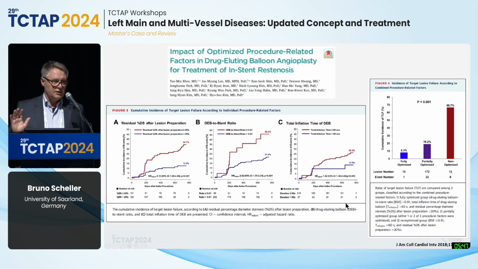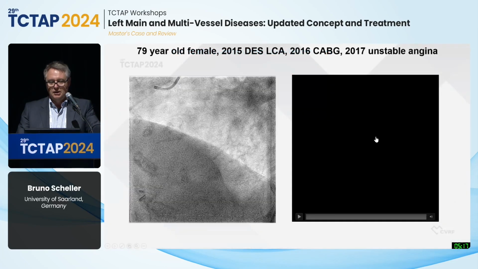Most of the trials included in this meta-analysis had no clear recommendations for lesion preparation and the quality of lesion preparation. And we know very well, for example, from these data from Korea, that if you achieve a diameter stenosis of up to 20%, if you size the DCB adequately, then you have very good outcomes with respect to repeated TLR rates. If you do not fulfill these criteria, the failure rate is very high. So this should be the goal.